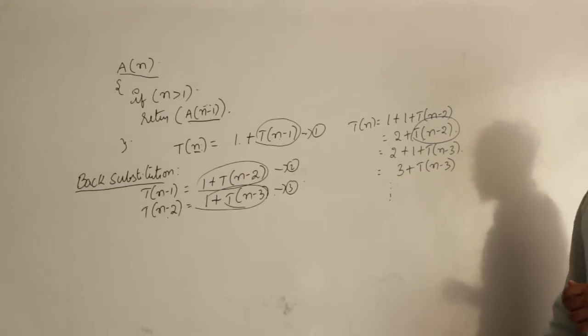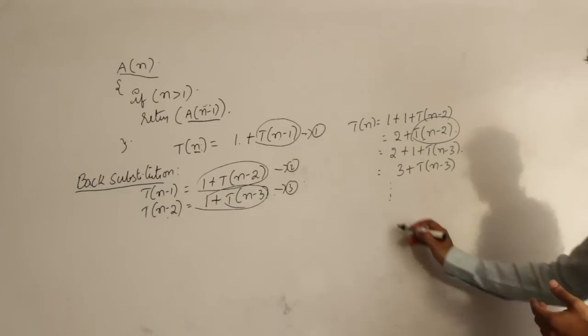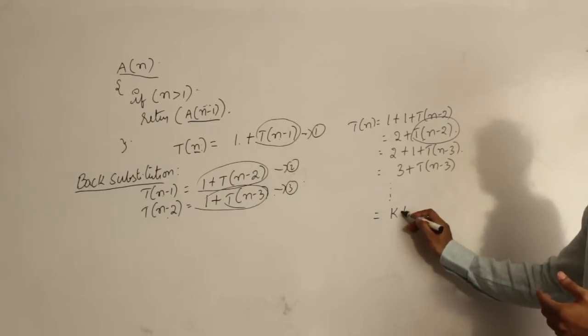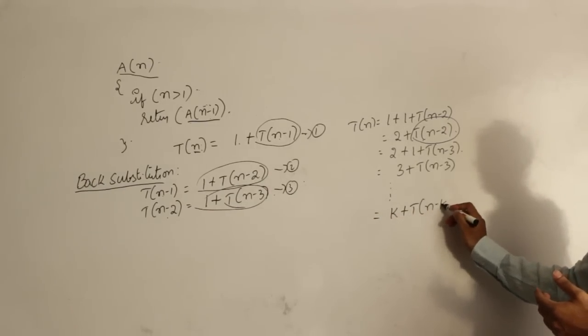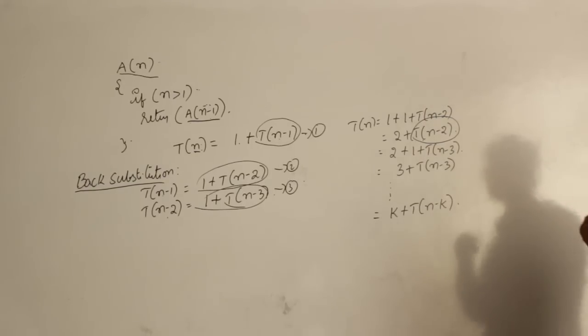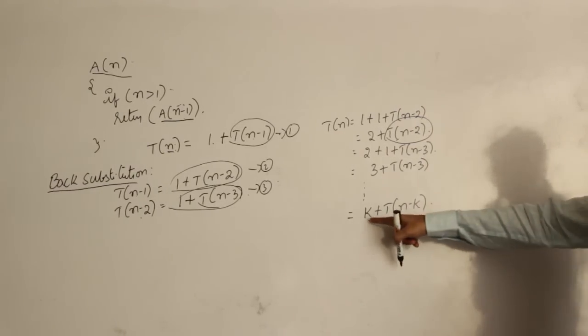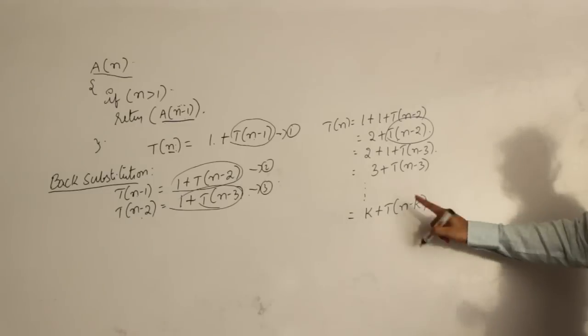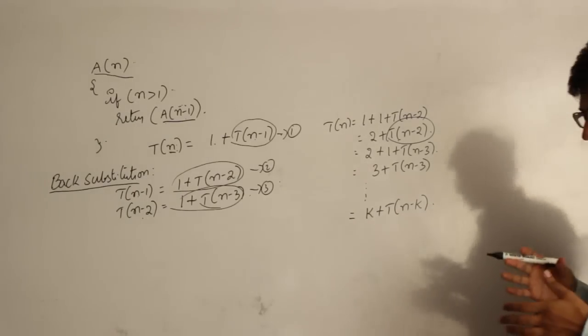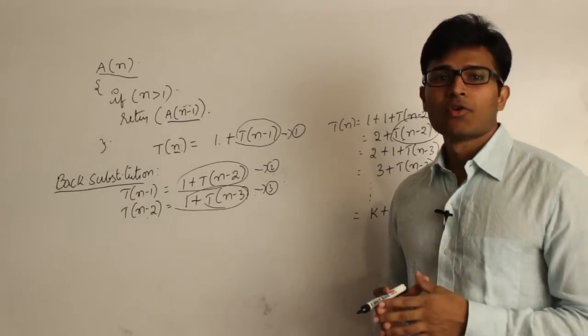So we can go on like this, and finally you are going to get k plus T of n minus k. Okay, so this is what you are going to get finally. Then where do you want to stop it? When are you going to stop it?